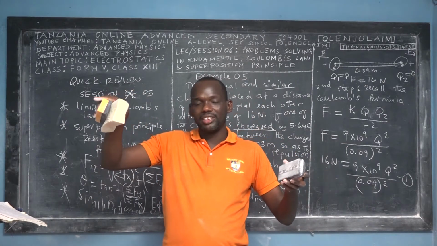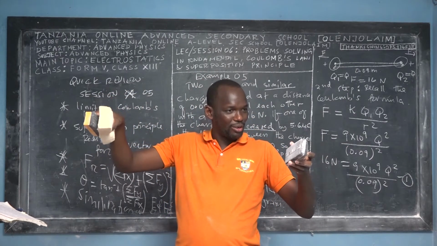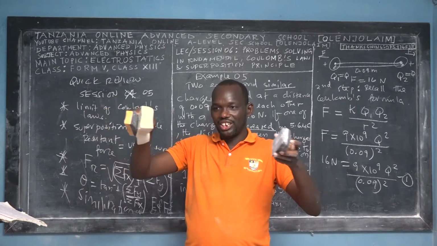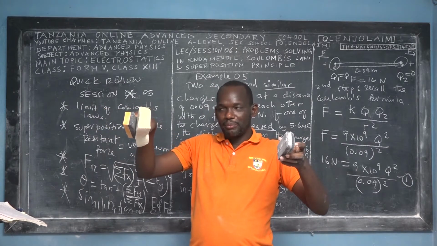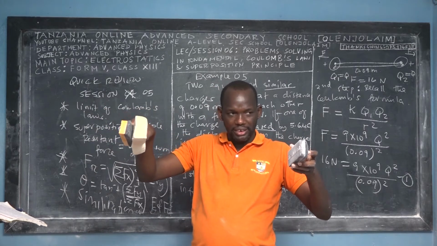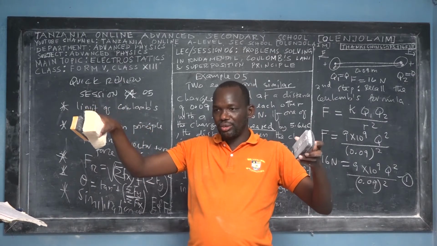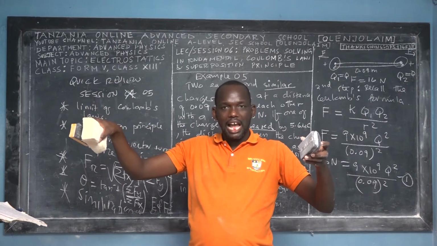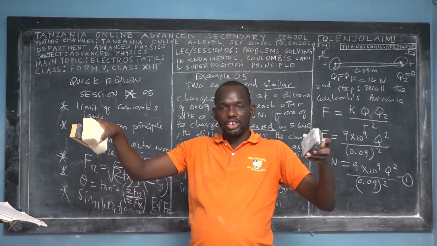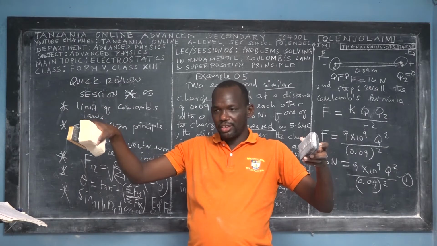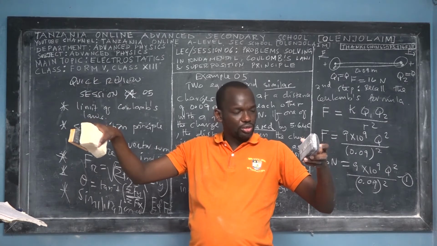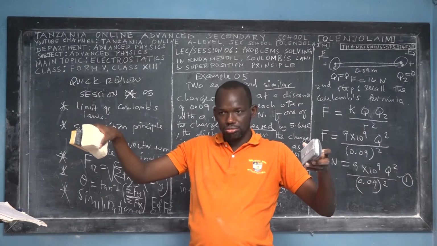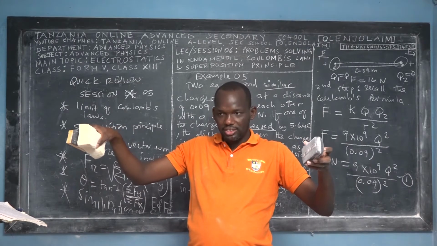This is 5.6 microcoulomb, right? So they increase the charge. The distance between them before increasing was 0.09. Then we are increasing by 0.03 meter. So now the distance between them will be 0.09 plus 0.03, so the total is equal to 0.12 meter.